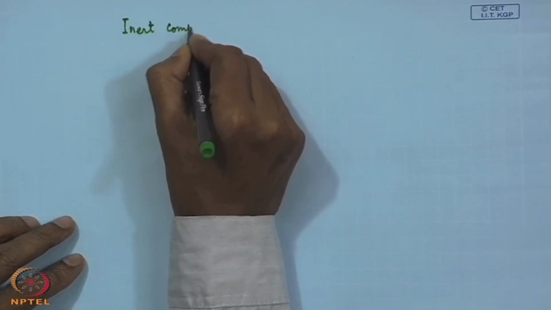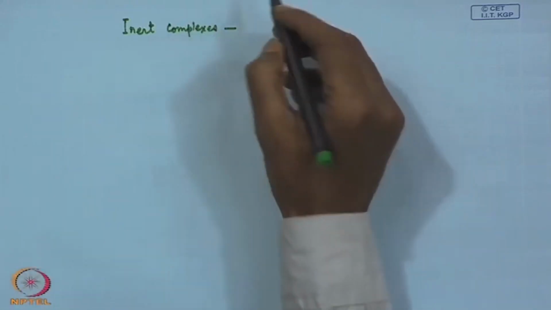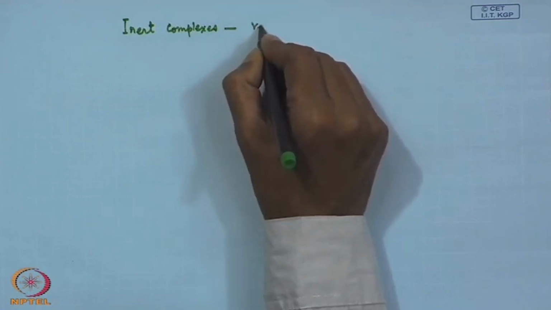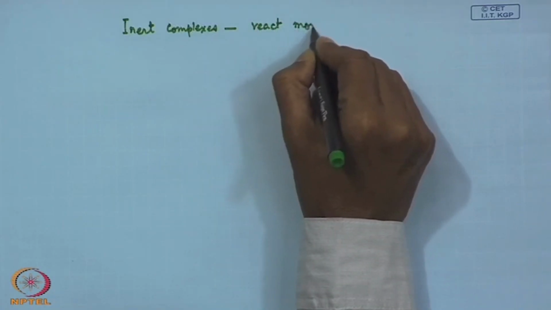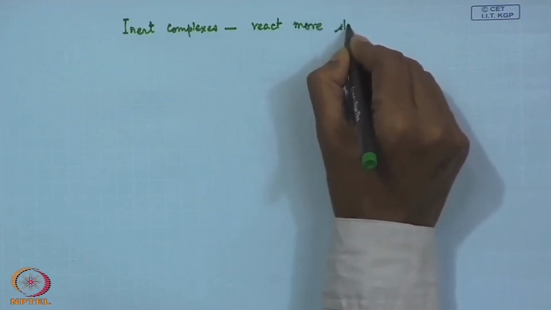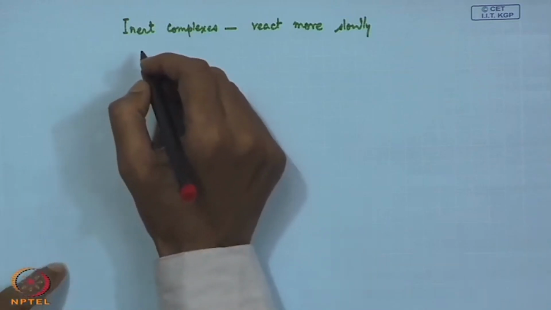So, inert complexes are those which react more slowly, and we also call them as the Taube's compound.